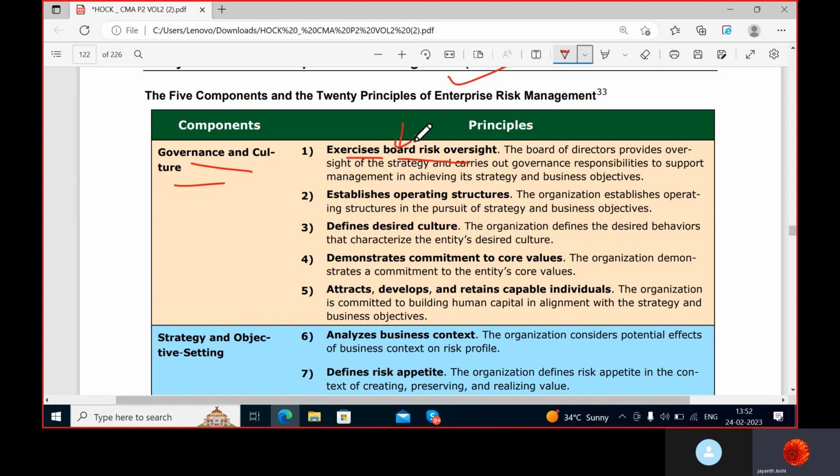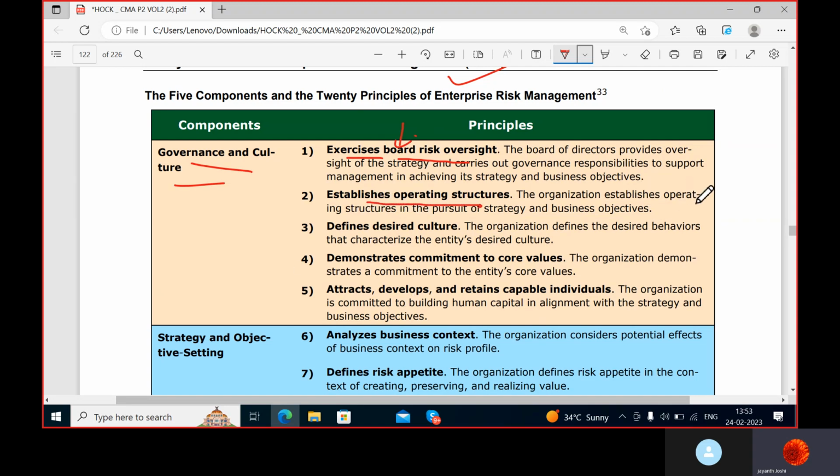Okay. The very idea: on what basis or on what idea the governance and culture has been given to you as a component, because under that the board has to have oversight over all the risk factors. That means I'm speaking about a board which also has a risk director in it. So what is the risk director's functionality? His functionality is to deal with the risk factor. Am I right? And then establishes operating structures.